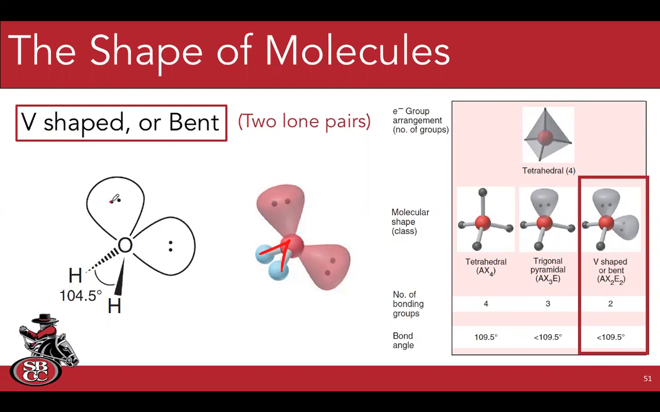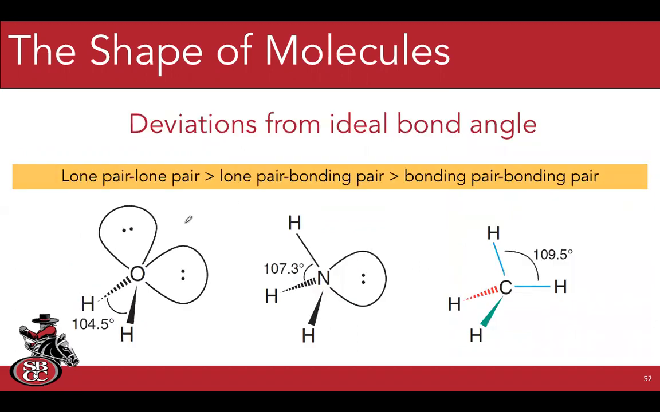And of course, 2 lone pairs are going to push down even further on these hydrogens and squish this angle that was originally 109.5 to 104.5. And so you can see that as you add more lone pairs to this tetrahedral electron configuration, you decrease in a systematic way this bond angle from 109 to 104. So the more lone pairs, the more that this ideal angle is decreased.